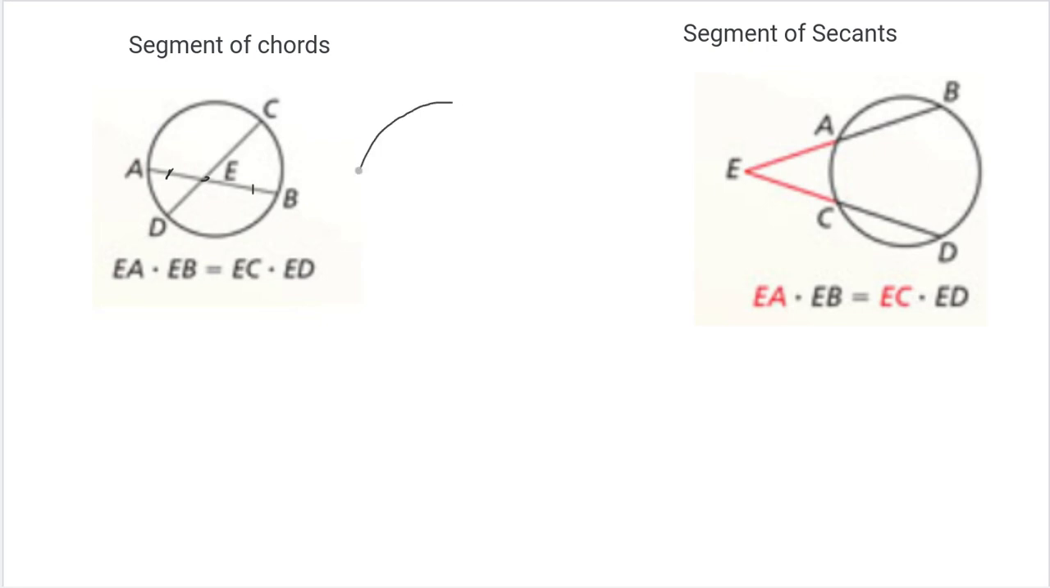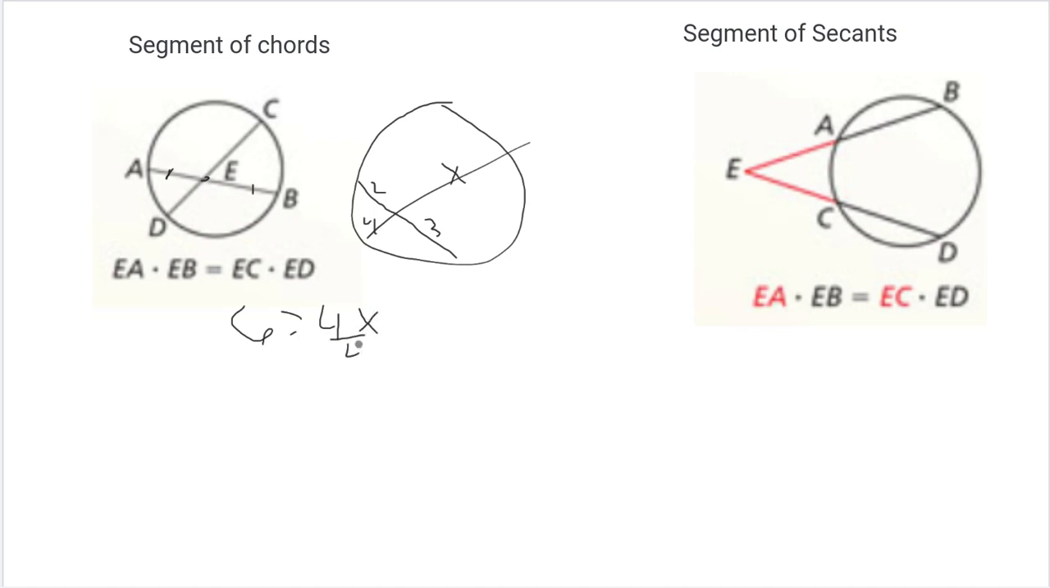So for example, if we had two cross points, and we said this was 2, this was 3, and let's say this is 4. And we don't know how long this cross section is. It would be 2 times 3, 6 equals 4x. Divide both sides by 4, 1.5 is x. And again, we don't trust math teacher drawings.